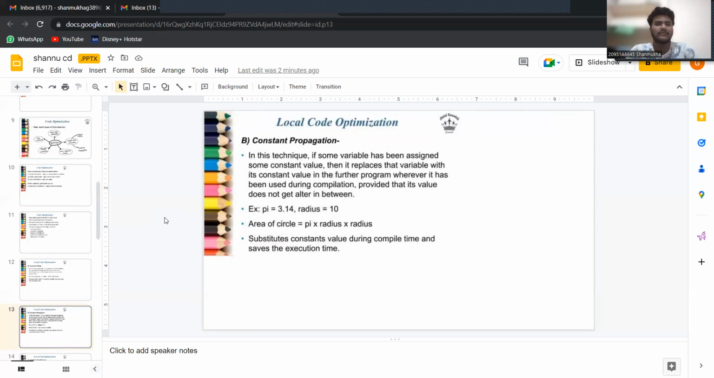And constant propagation. In this technique, if some variable has been assigned some constant value, then it replaces the variable with its constant value in the further program whenever it is used during compilation, provided that its value does not change in between. Example: pi is equal to 3.14, radius is equal to 10, area of circle is equal to pi into radius into radius. So it substitutes constant values during compile time and saves the computation.